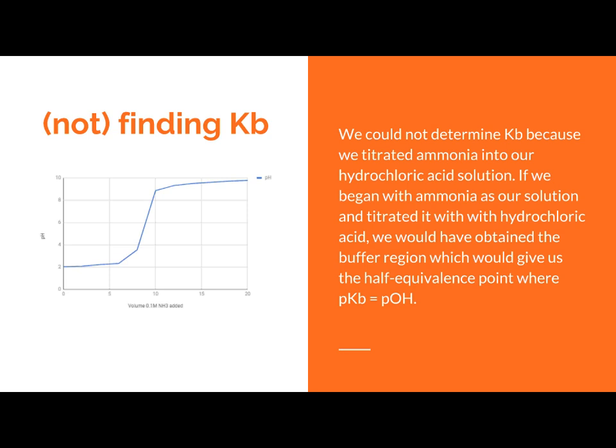So we actually couldn't determine Kb because we had titrated our weak base into our strong acid. But if we had done it the other way around, we would have obtained the buffer region, which would then give us our half equivalence point, which we would use to get our pKb and then get Kb.